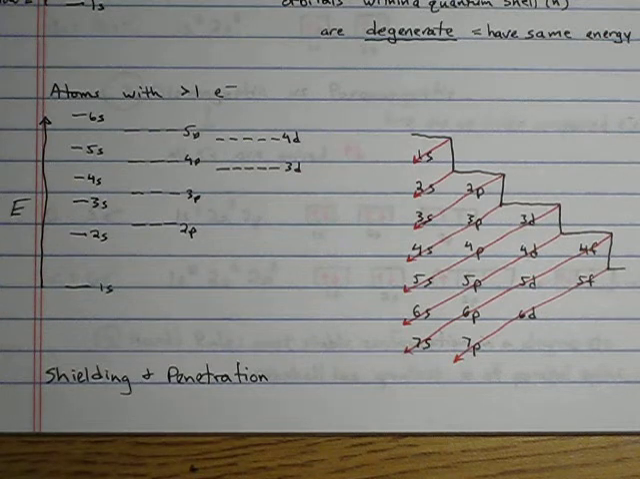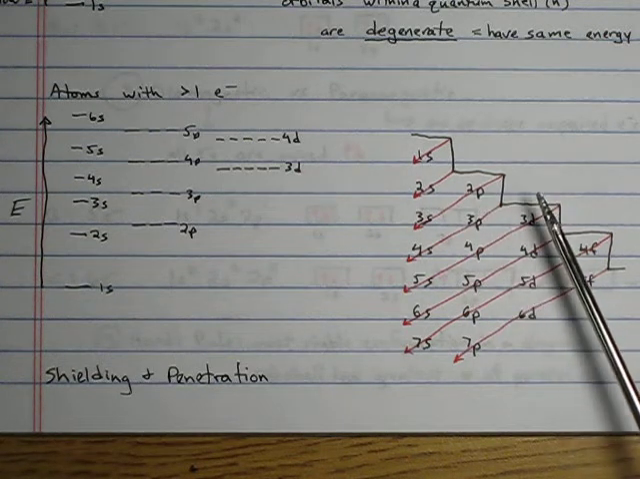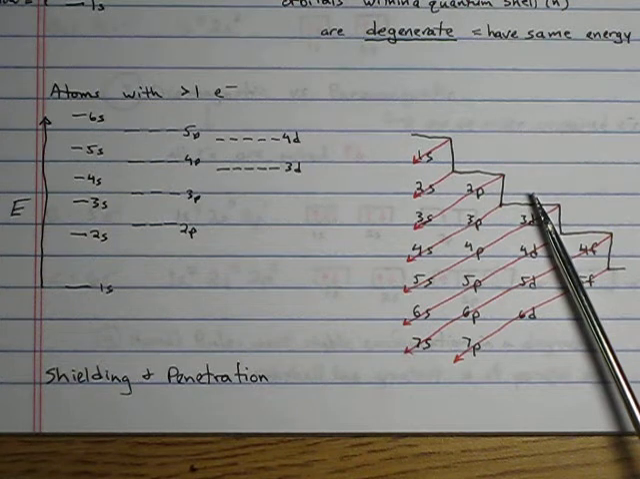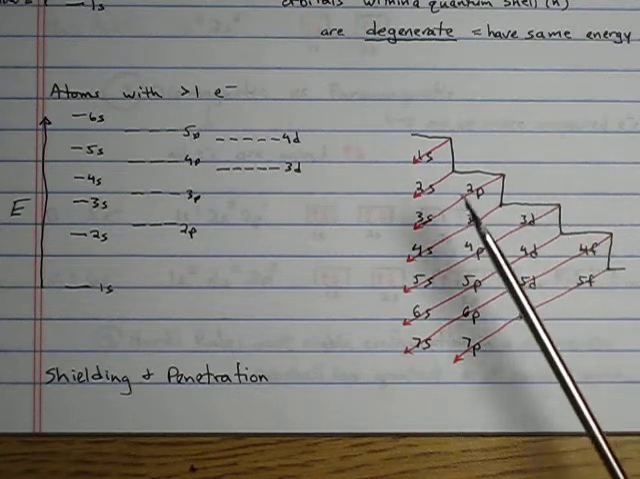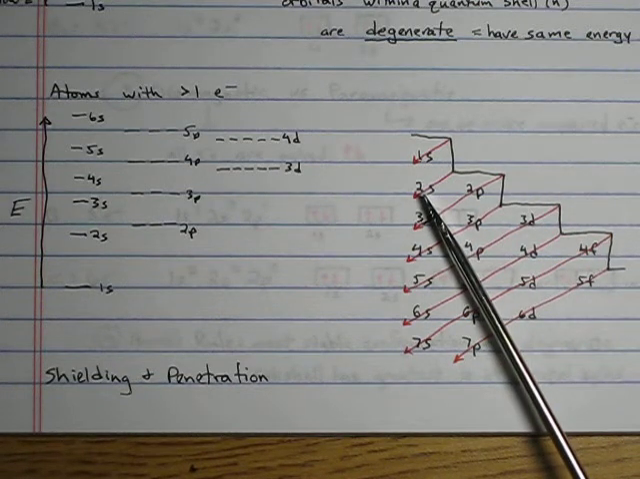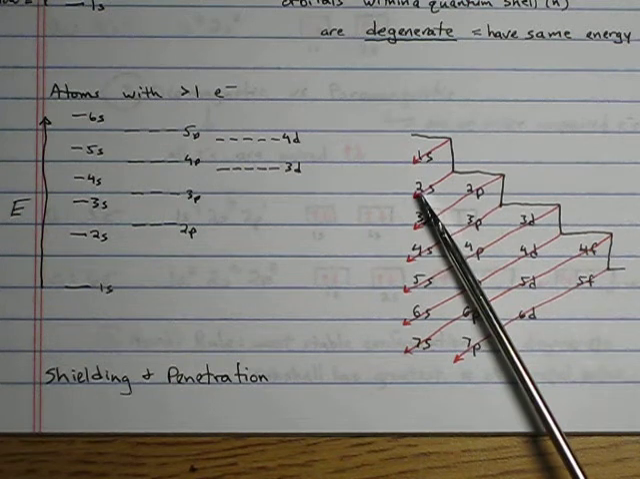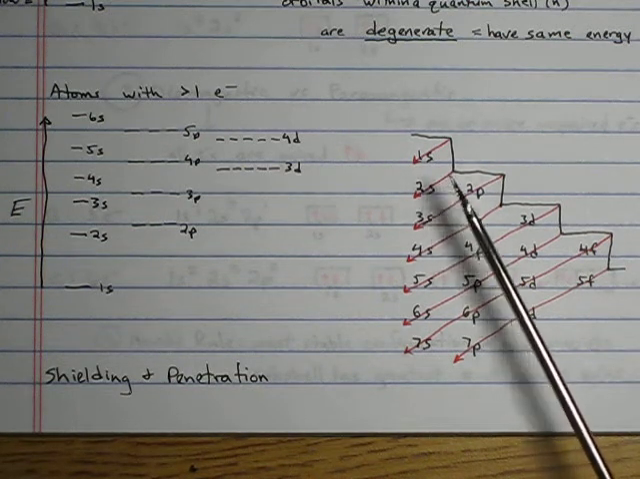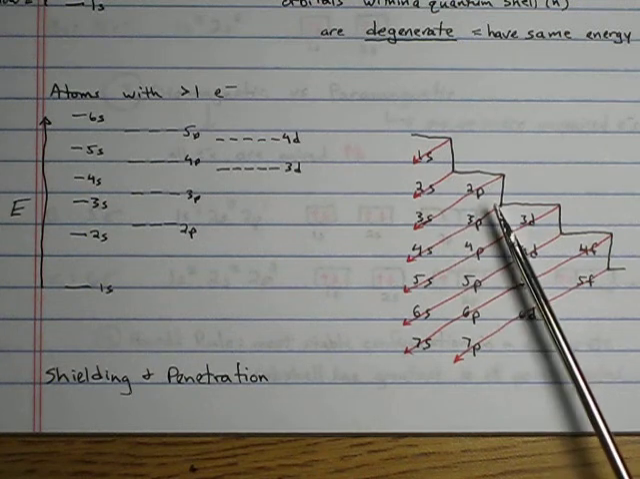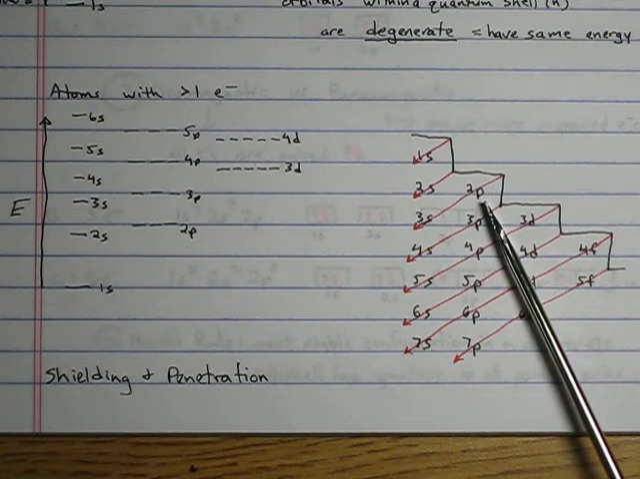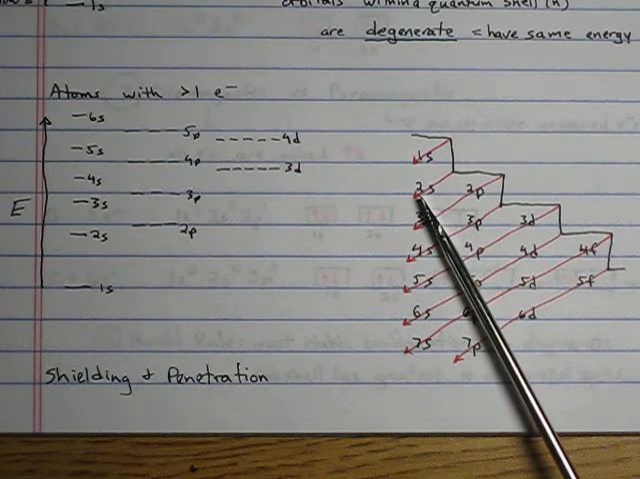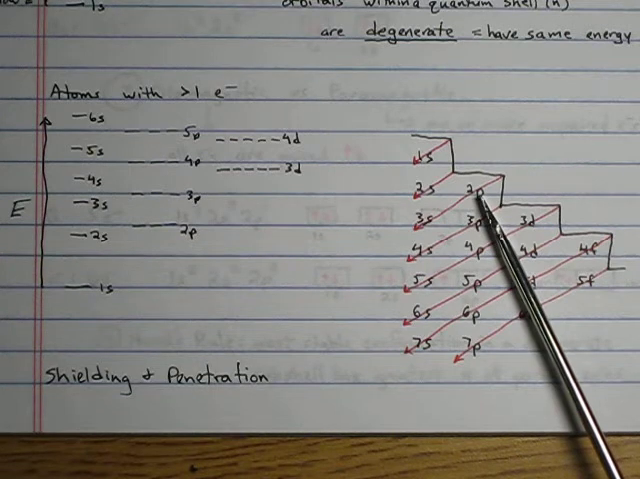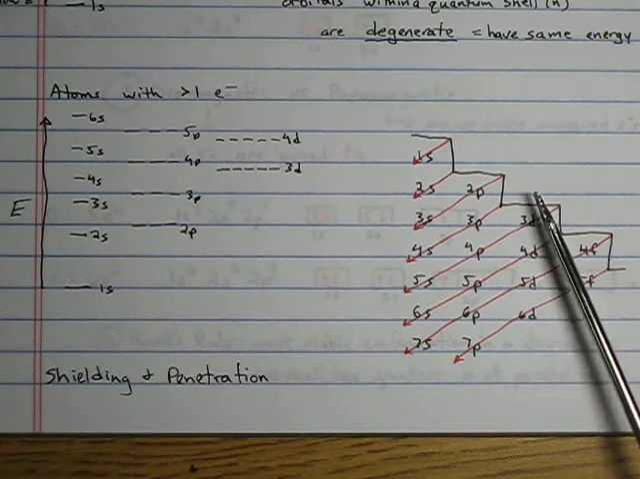A little review here. Question: we've got 2s and 2p. Why aren't there 2d orbitals? Recall when we look at the quantum numbers that if n equals 2, then the values of L are 0 and 1. L is 0 is the s orbital, L is 1 is the p orbital. Recall the maximum L value is n minus 1. So if n is 2, the maximum L can be is 1, a p orbital. L cannot be 2 if n equals 2, so there are no 2d orbitals here.